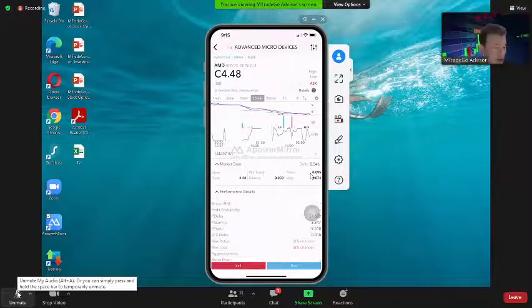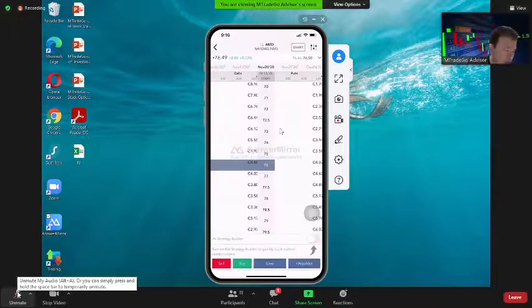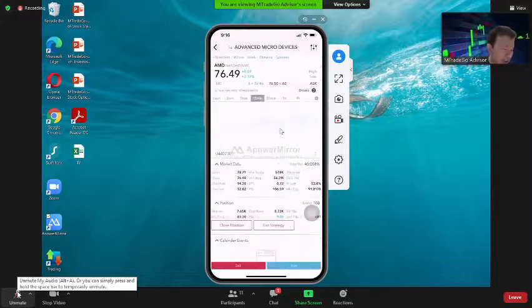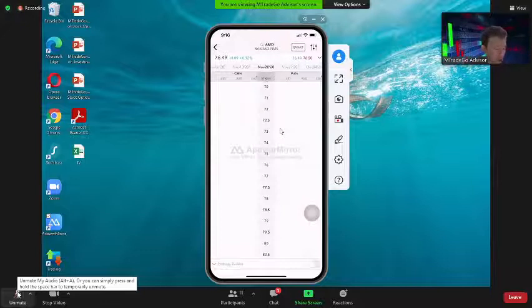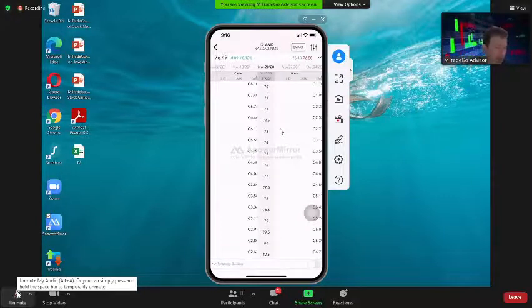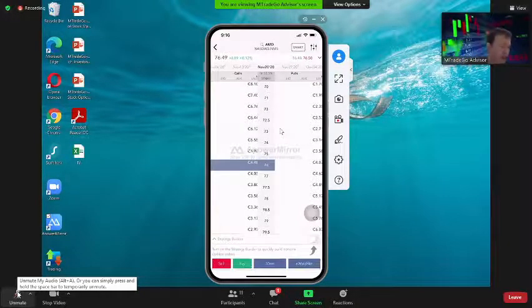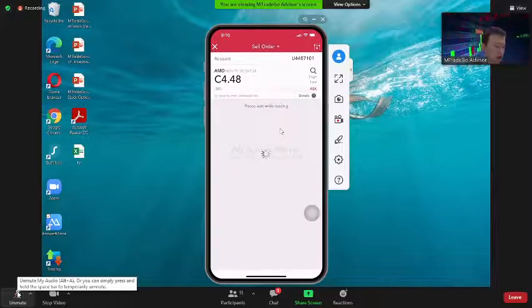So basically, let's say 1 month options. Look at the contract. This is November 20, almost 1 month from now, 3 weeks from now. Let's say AMD goes up. Now AMD price is what? Let me see. AMD price is $76, let's say $76.50. So we buy in the money options, we buy the call.